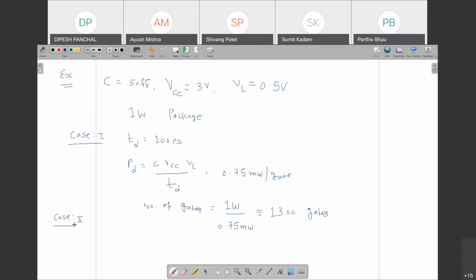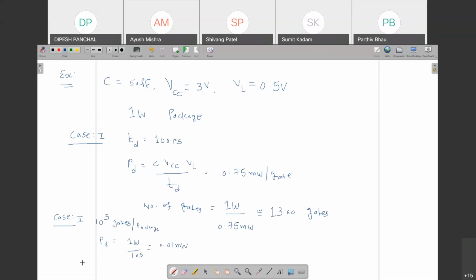Now I have a very complex circuit whose packing density is very high. I require 10 raised to 5 number of gates per package. It's a very complex circuit where the number of gates is larger. Now can you calculate what is power? Ten microwatt. Yes, 1 watt divided by 10 raised to 5. So 0.01 milliwatt.